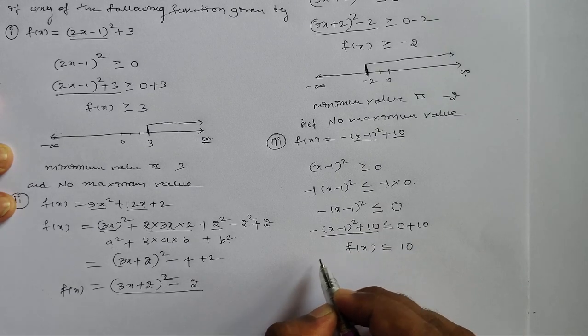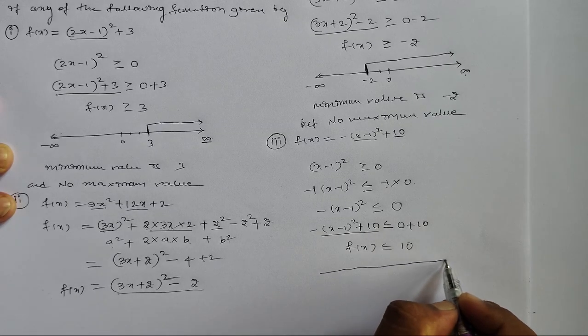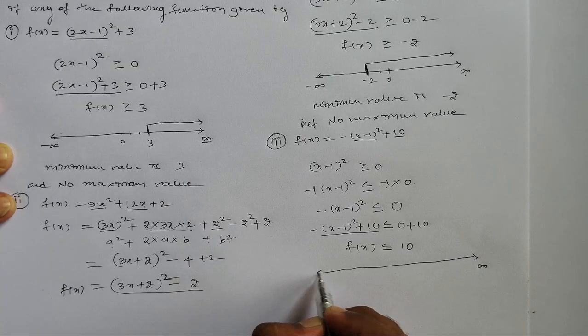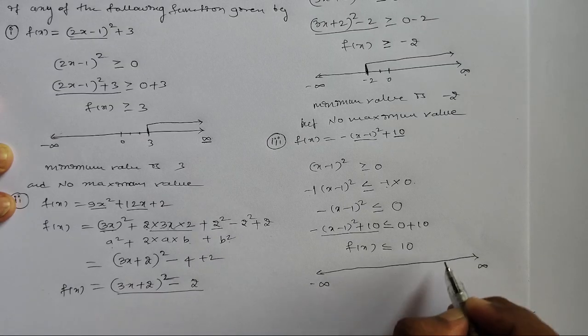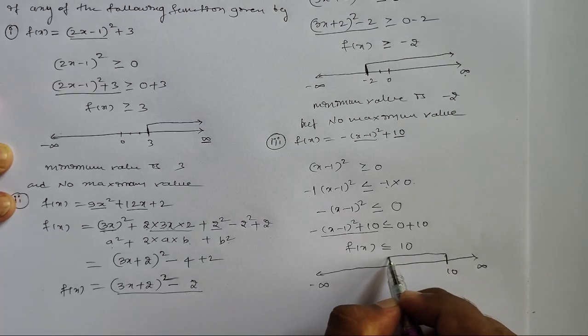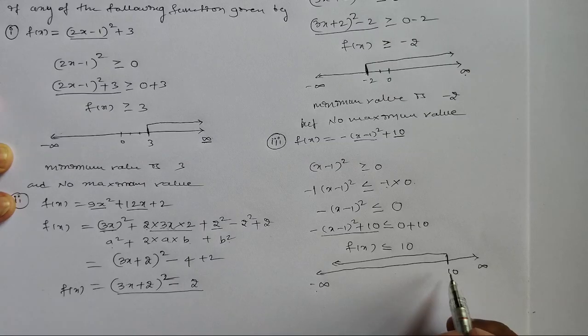Less than means this side. So I will draw the number line. Here plus infinity and here minus infinity. Somewhere this is 10, right? So less than 10 means this side. Up to reaching minus infinity means no minimum value, but the maximum value of this function becomes 10.